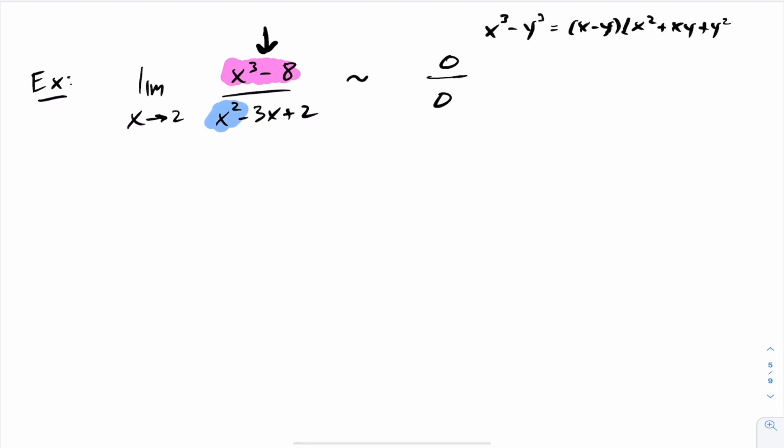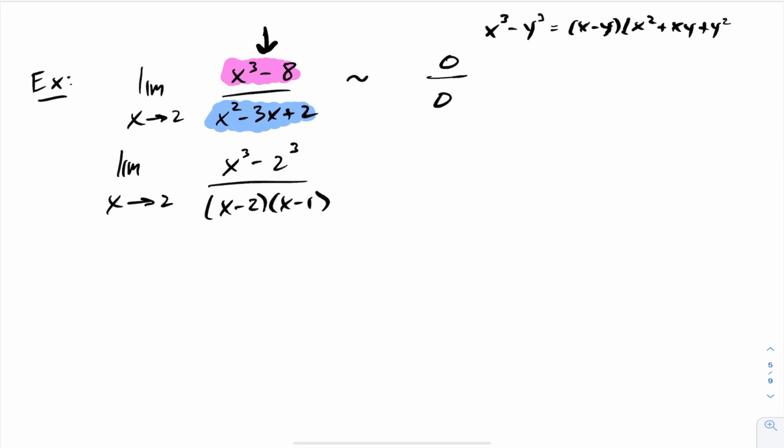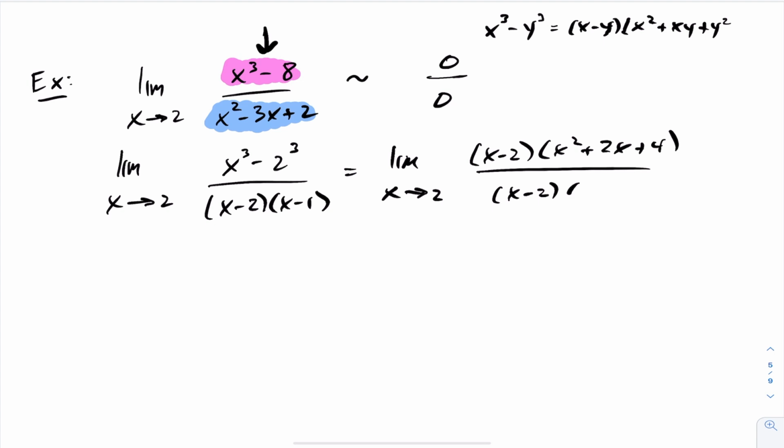And in the bottom, we have a simple product. So this will break up into the limit as x approaches 2 of x cubed minus 2 cubed over, this will factor into x minus 2, x minus 1. Continuing on in this way, here we have the limit as x goes to 2. Using our difference of cubes formula, we have x minus 2, x squared plus 2x plus 4 over x minus 2, x minus 1. And now to remind you again, we're taking the limit as x approaches 2.